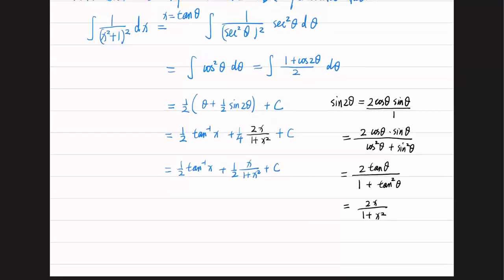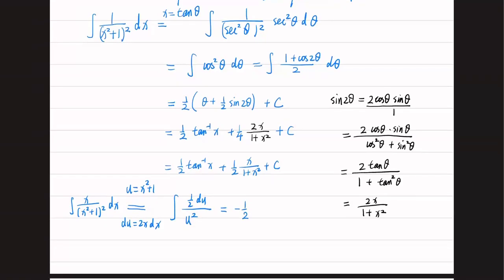Another one. A repeated factor but with x in the numerator. This time we use the substitution. u equals x squared plus 1, du equals 2x dx, so we get 1/2 u to the negative 2, giving negative 1.